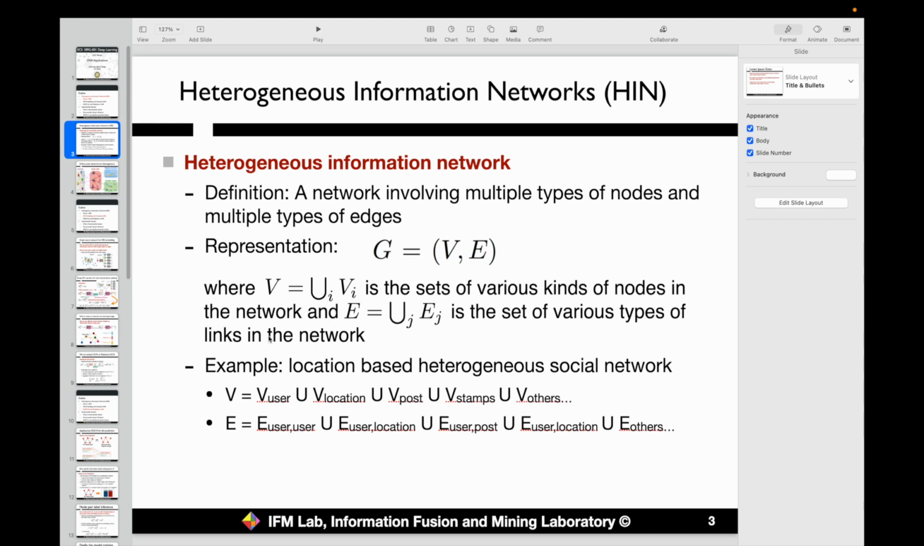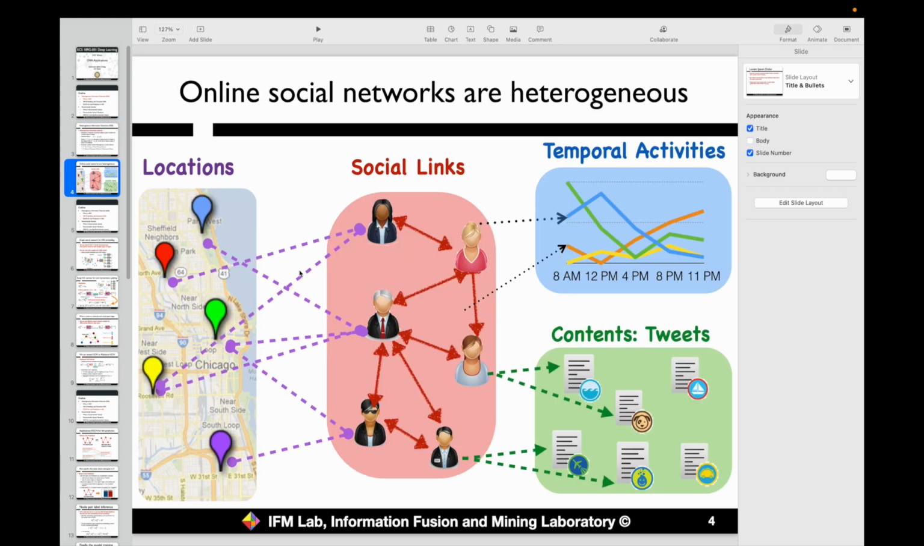Okay, so this is the definition or the representation of the HIN. We also illustrated it with an example like the one we show here.